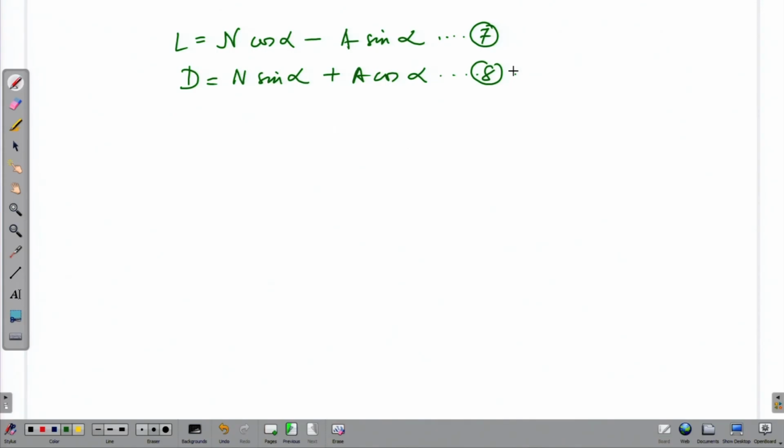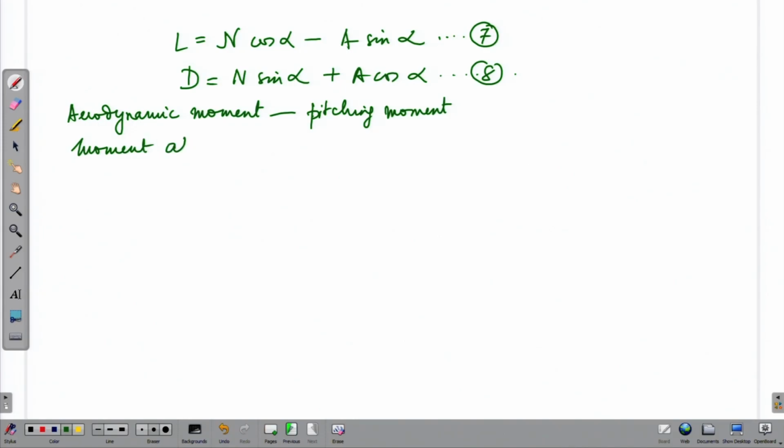Now comes the issue of aerodynamic moment. And the one that we are discussing over here happens to be pitching moment. There are another two types of moments which we will discuss later, which are called as rolling and yawing moment. We are going to take the moment about the leading edge, and by convention we will assume that the moment is positive if it tends to increase the alpha, which is called as pitch up.